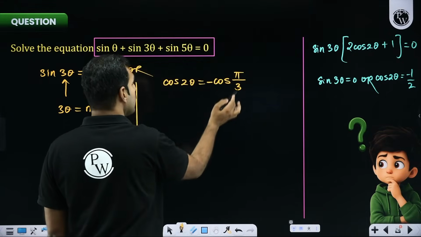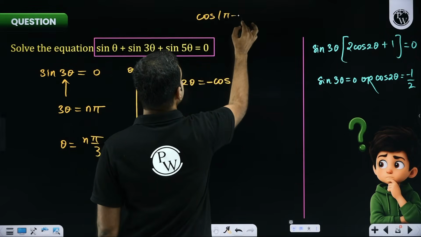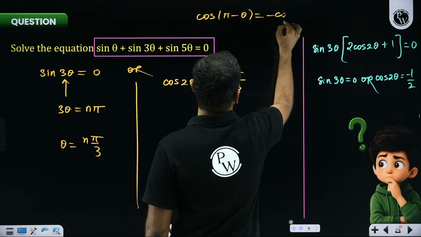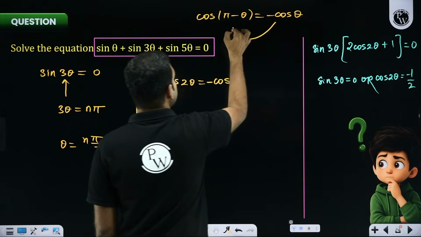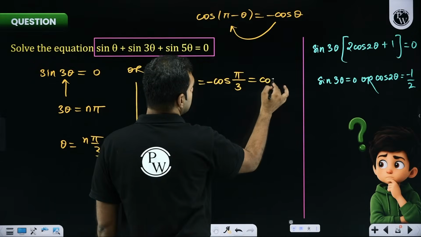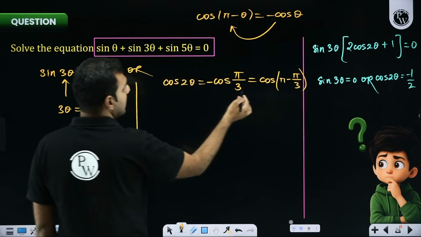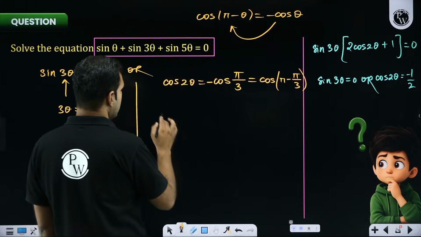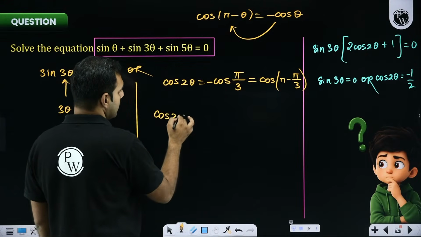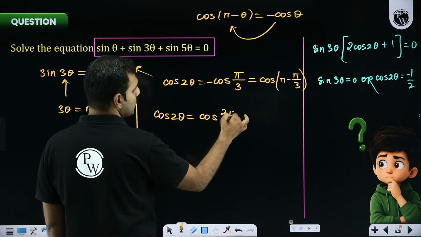We need minus cos pi by 3. Can we write it? Yes. I hope you do remember cos pi minus theta. That is minus cos theta. So I'm doing opposite here. Minus cos theta I'm writing as cos pi minus theta. So can I write it as cos pi minus pi by 3? Cos pi minus pi by 3 will be minus cos pi by 3. So cos 2 theta I have received as cos 3 pi minus pi, that is 2 pi by 3.